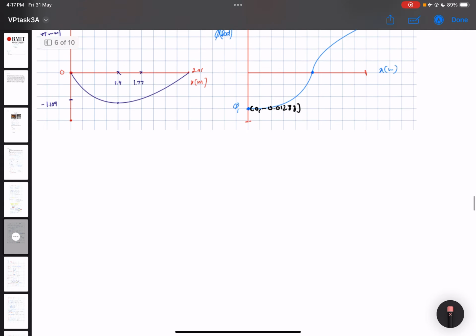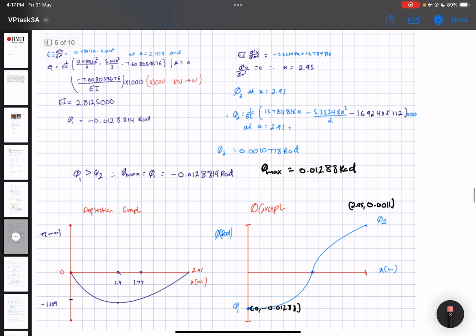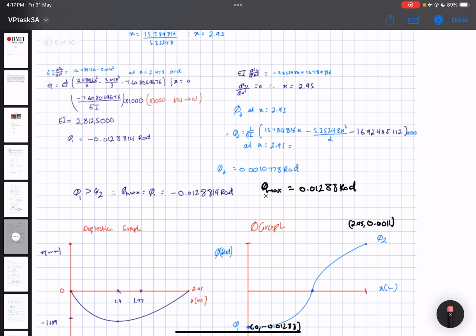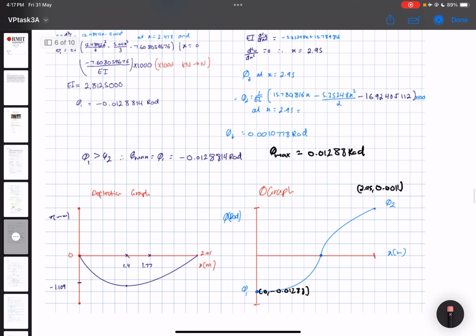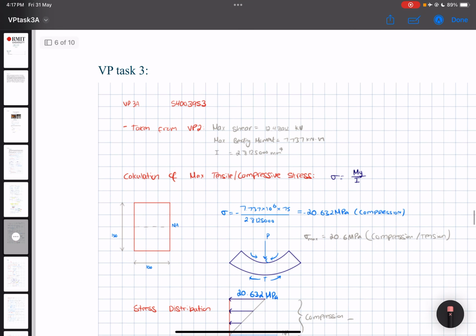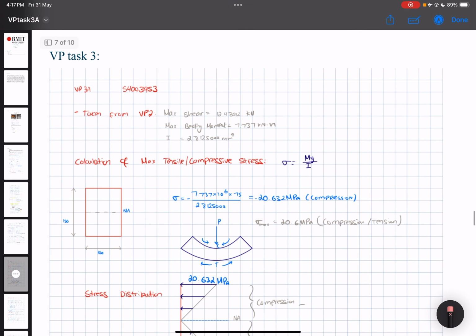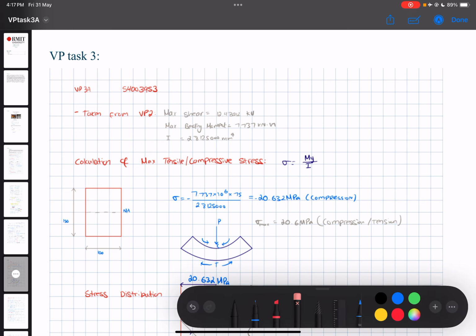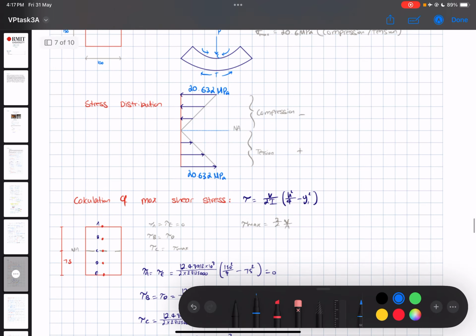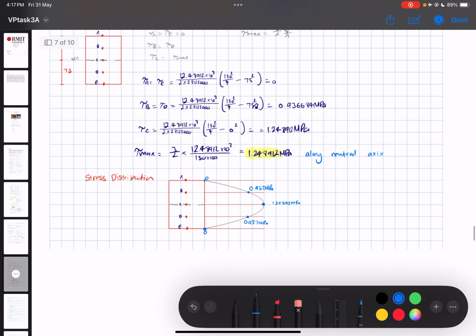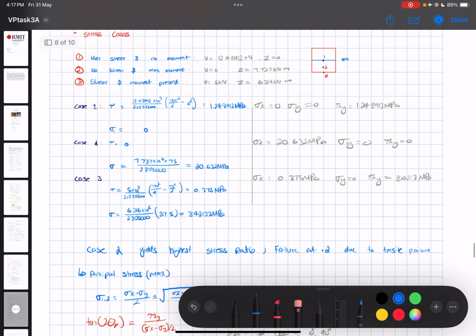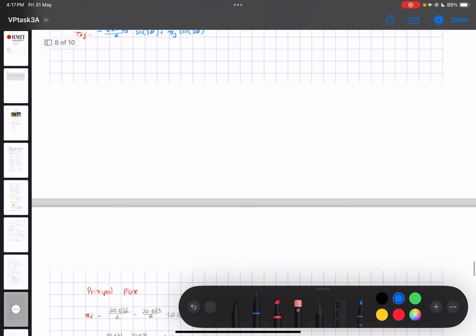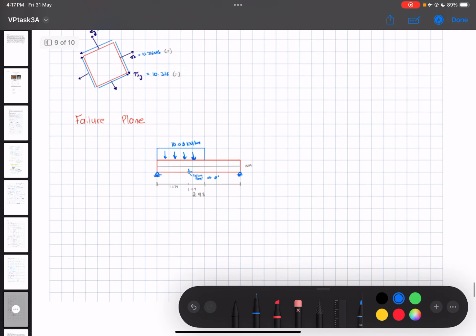And VP Task 3, also keep in mind that in VP Task 2, I didn't specify my max theta, where I lost a mark, so I've made sure to include it here. To begin with VP Task 3, students were asked to calculate the maximum tensile strength for their profile, as well as the maximum shear stress, and then the calculation of the maximum principal stresses and the maximum in-plane shear stress, and then calculating the failure plane.